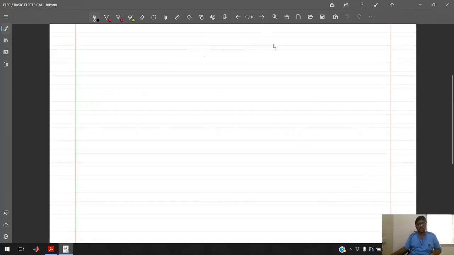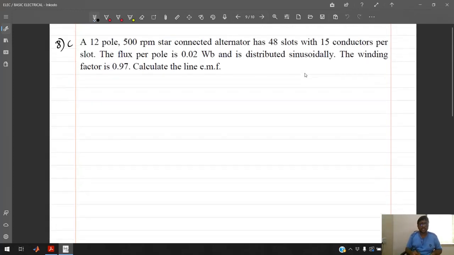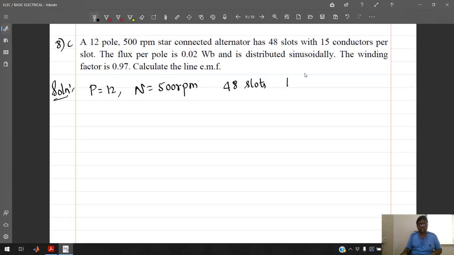Coming to the next problem, which is 8c. Again, this problem is of an alternator. It is given that the number of poles in the alternator is 12. The speed at which the alternator is rotating is given as 500 rpm. The alternator has 48 slots, and 15 conductors per slot are present.